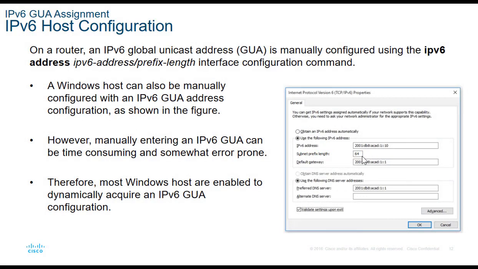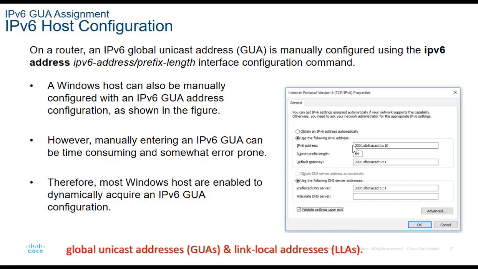First things first, to use either stateless address autoconfiguration, or SLAAC, or DHCP version 6, you should review two important terms: global unicast addresses, GUAs, and link local addresses, or LLAs. Now on a router, an IPv6 global unicast address, the GUA, is manually configured using the IPv6 address and prefix length configuration command. You have to go into the router just like how we assign a normal IPv4 address on an interface. You type ipv6 address, and then you type in the address.